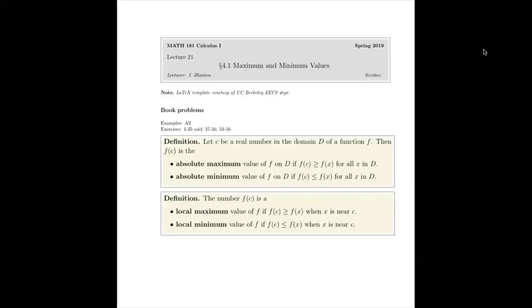Section 4.1 is maximum and minimum values of functions. So this will be one of the key elements we work with for much of chapter 4. Maximum and minimum values of functions provide us with optimal values for functions, right?